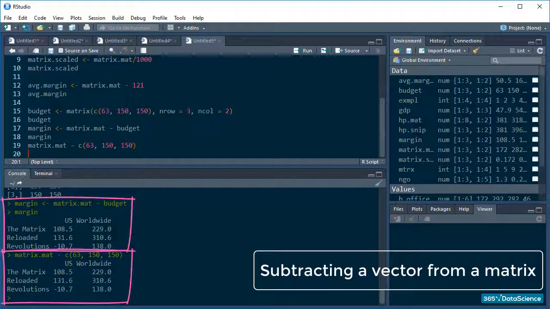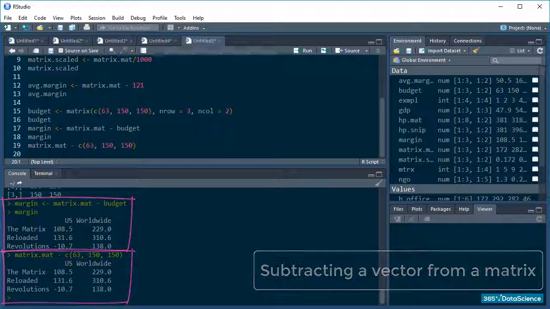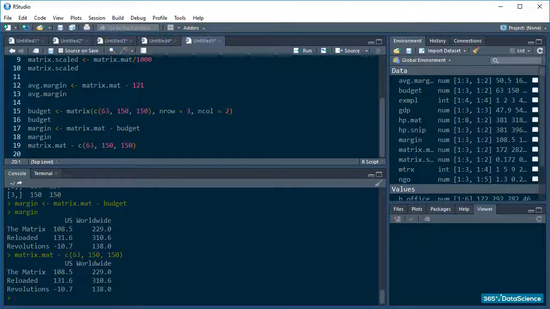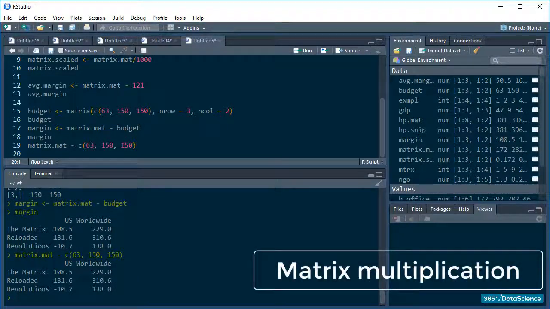Awesome, the result we get is identical with the one before, because R recognizes the vector and the matrix as being of different sizes and does whatever it can to rectify this for the operation at hand. In other words, it recycles. Fantastic. Let's move on to matrix multiplication.